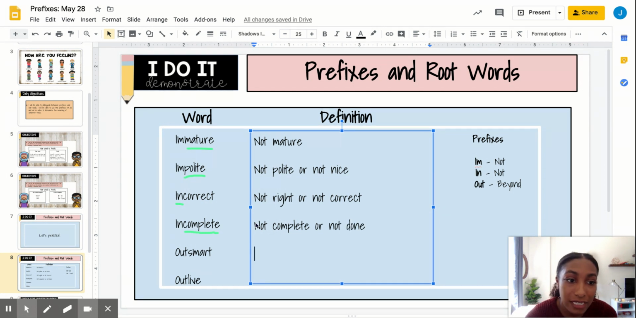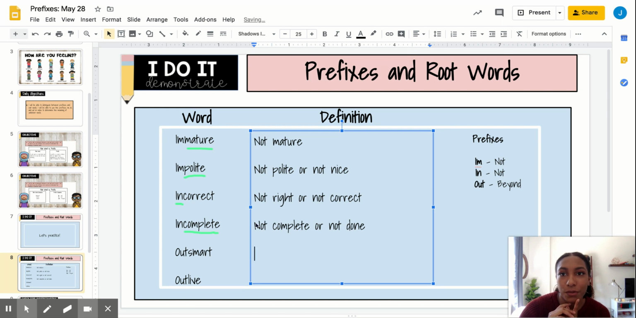Now, out. Out means beyond, all right? This one's a little bit trickier to understand, so I'm going to go over outsmart. Smart means you know things, you're great at understanding things, you comprehend things quickly, right? Outsmart means you're beyond smart. If you outsmart someone, that means that you not necessarily trick them, but you're able to think beyond them.